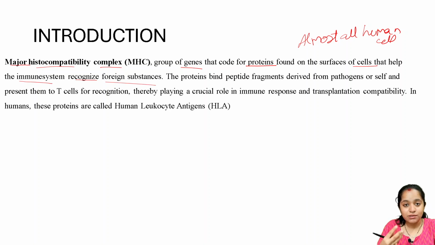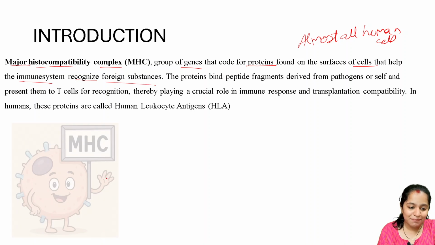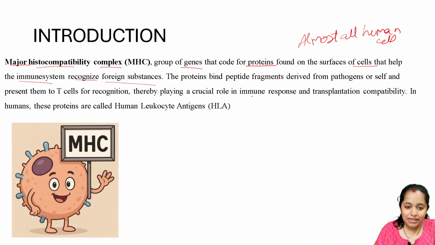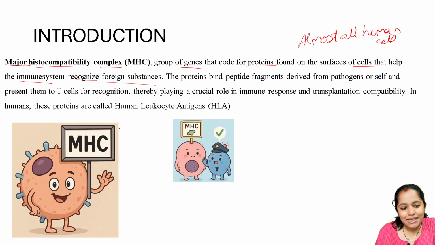Now, let's understand how it helps. So, think of your MHC like a board, okay? MHC is a group of genes coding for proteins on the surface of the cell. So imagine MHC like a board on the surface of the cell. So what does this board do? It picks up tiny proteins or peptides from inside the cell. If it's a healthy, normal cell, it will take the self protein, the self peptide, self antigen, and display it on the MHC board.